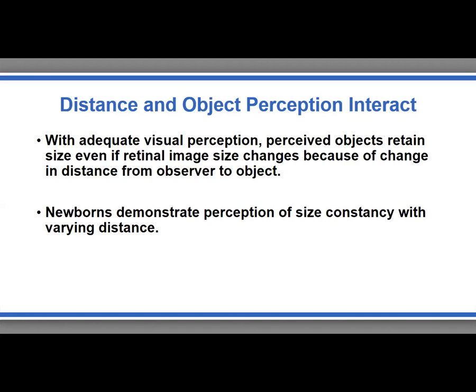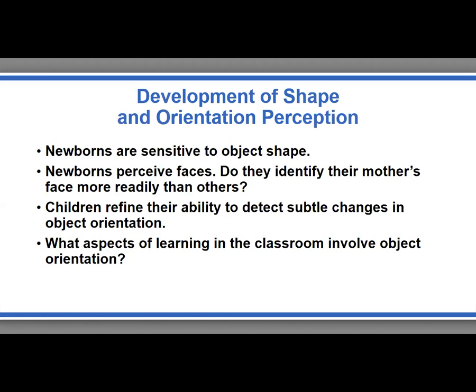Distance and object perception interact. With adequate visual perception, perceived objects retain size even if retinal image size changes because of a change in distance from observer to object. Newborns demonstrate perception of size constancy with varying distances as well. So again, they're not getting the whole picture, but they get enough, is basically what it's saying, right? They can see the size at different distances, but what they're seeing is vastly different than that of the adult, right? It's not developed as much.